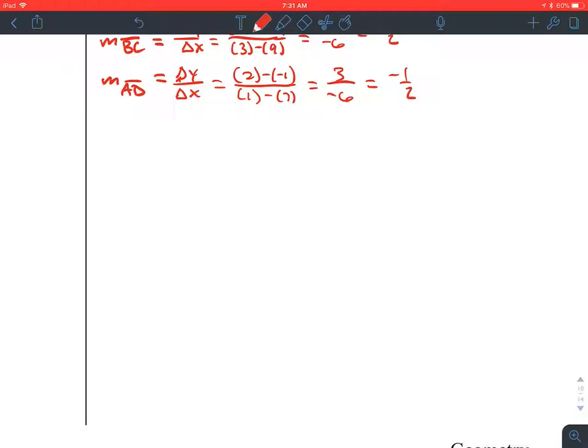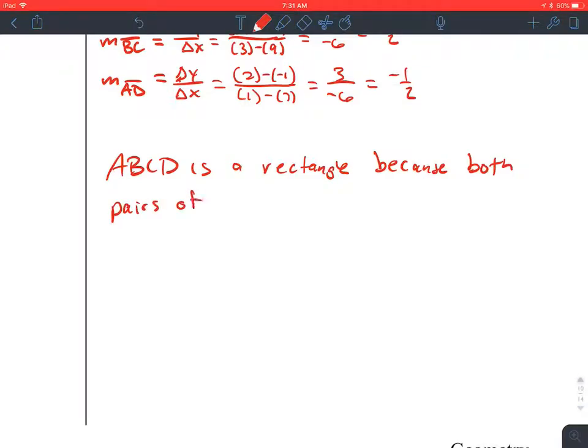So we're supposed to say whether it is or not. So I'm going to say yes, ABCD is a rectangle. And I'm supposed to say why? Because both pairs of opposite sides are parallel and consecutive sides are perpendicular.